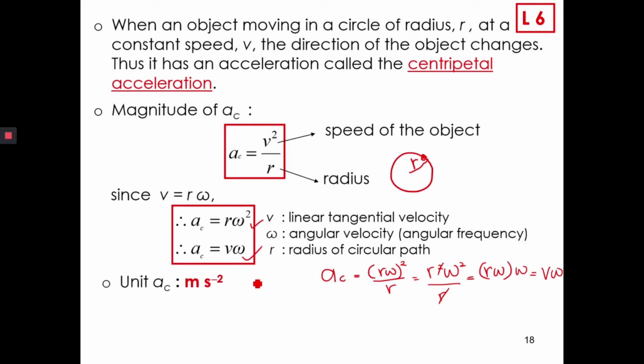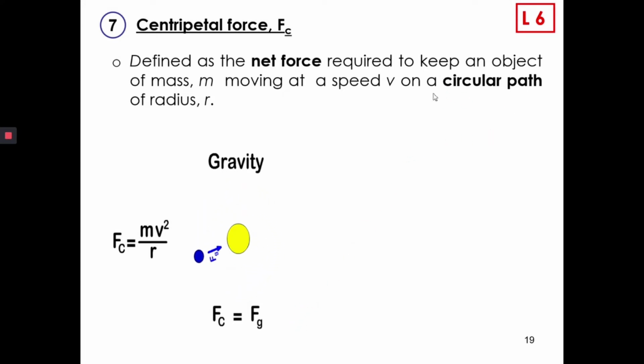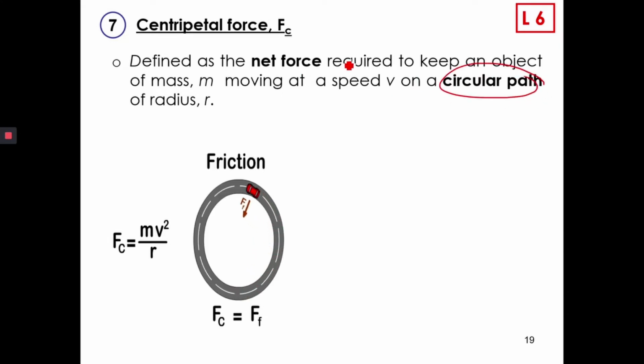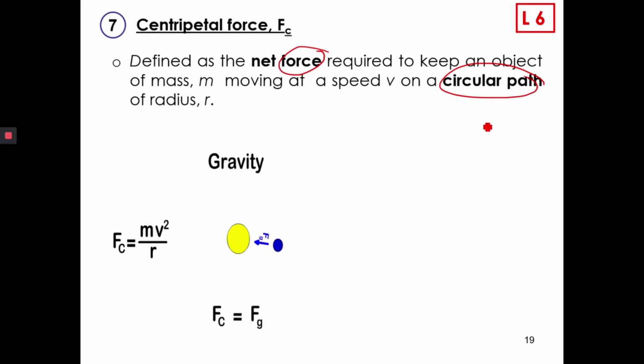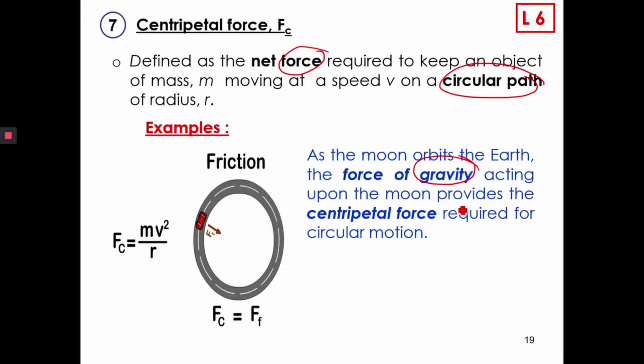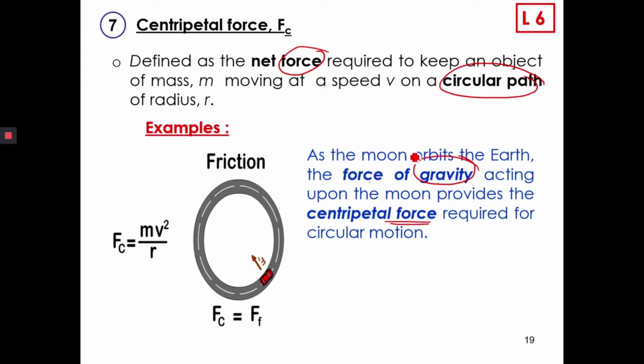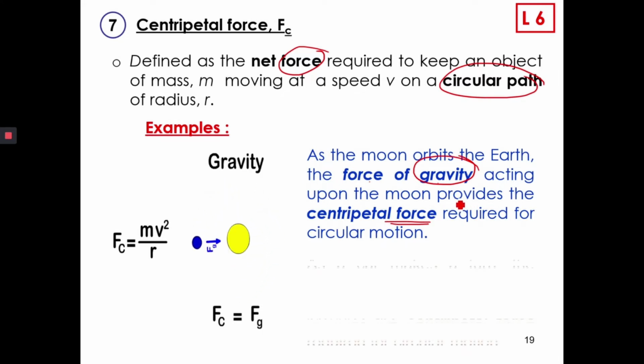Unit for centripetal acceleration is meter per second squared. Centripetal force is defined as the net force required to keep an object moving in a circular path. So, force that is required for an object to move in a circular path. Example, as the moon orbits the earth, the force of gravity acts upon the moon, providing a centripetal force. Gravitational force equals the centripetal force that enables the moon to orbit the earth in a circular motion.